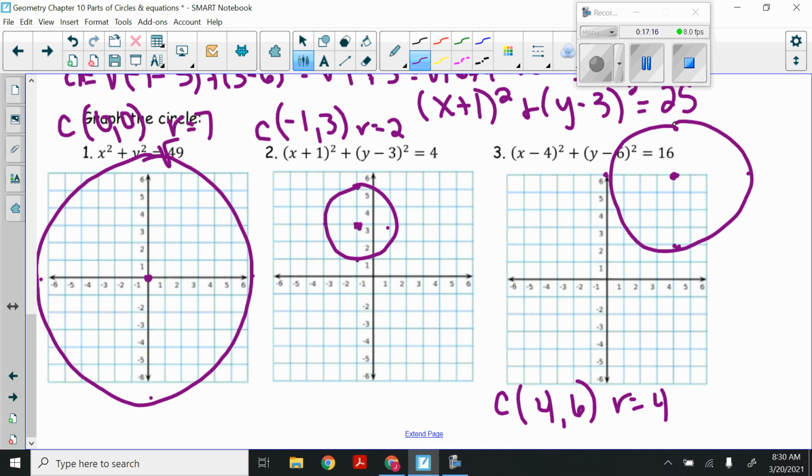All right, so that does it for day 1 of chapter 10, introducing us to circles. We got a lot of vocabulary in today. We learned how to identify different parts of the circle, how to write equations of a circle, given the center and radius, how to identify the center and radius, and how to graph them.